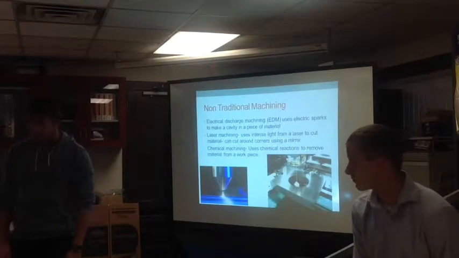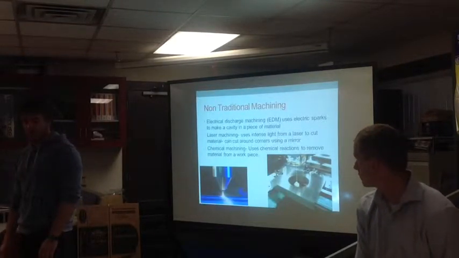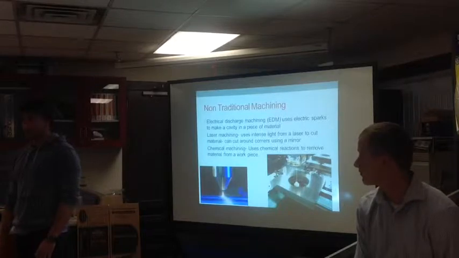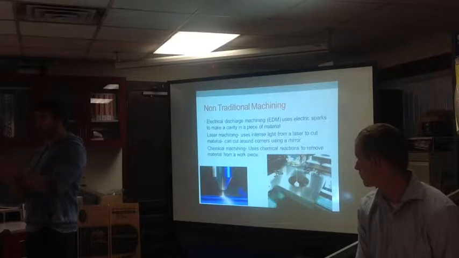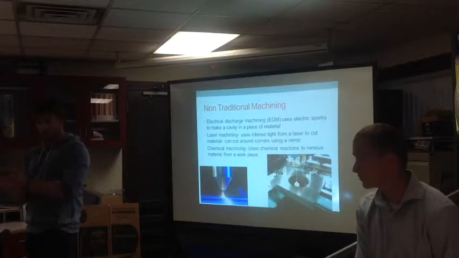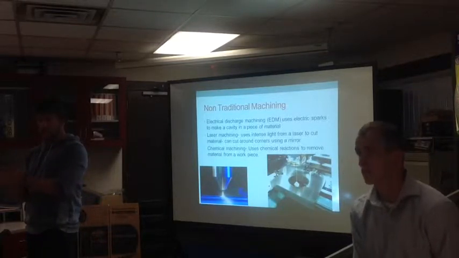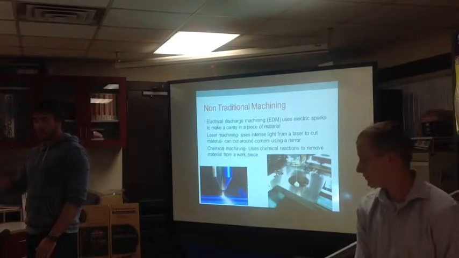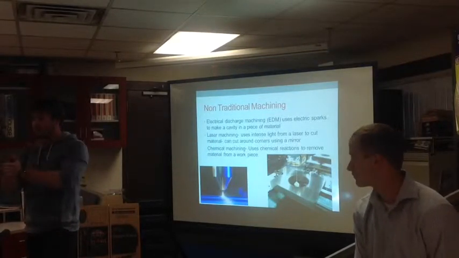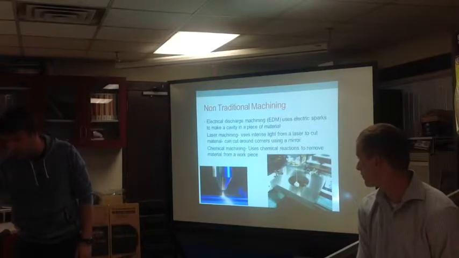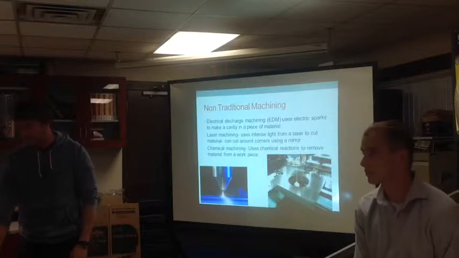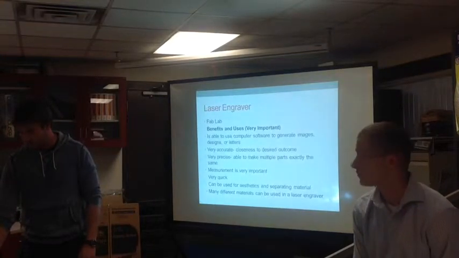And then this is just kind of an FYI, some non-traditional machining. Electric discharge machining uses electric sparks to make a cavity in a piece of material. Laser machining uses intense light from a laser to remove material. And what's cool is you can use a mirror to bounce it off and cut material around the corner. And chemical machining uses chemical reactions to remove material.